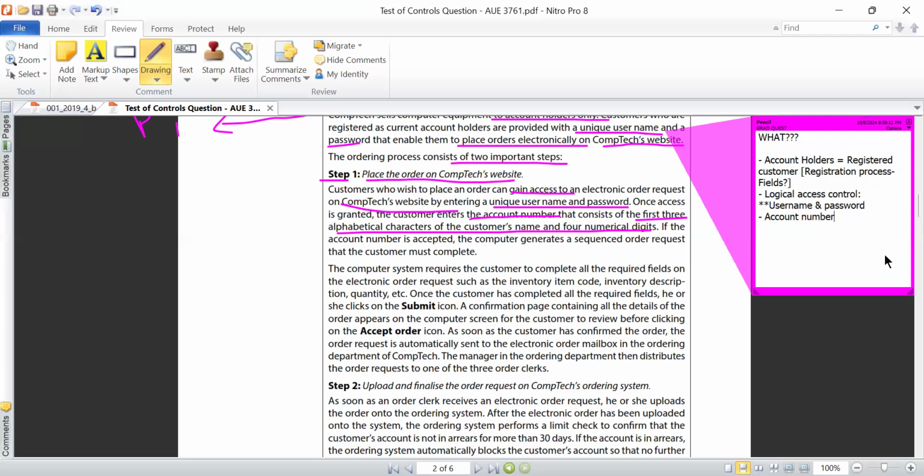And concerning the account number, what do you observe? They mention something about alpha controls. Where do I get this? The alpha controls, because they're saying that the account consists of the first 3 alphabetical characters. So that means there's alpha controls, right? And of the customer's name and 4 numerical digits. Oh, so that's numeric controls right there.